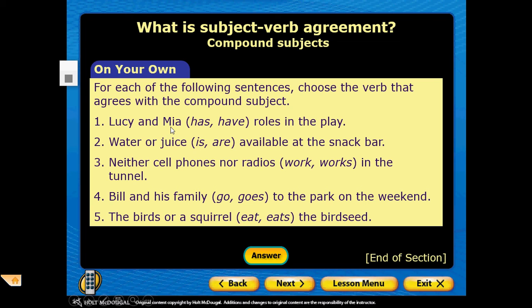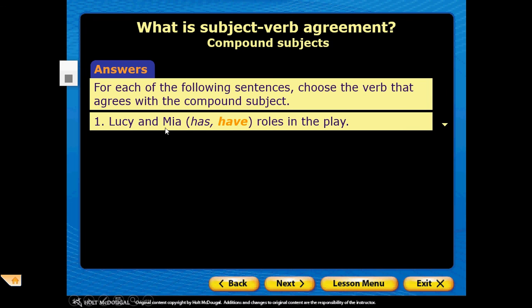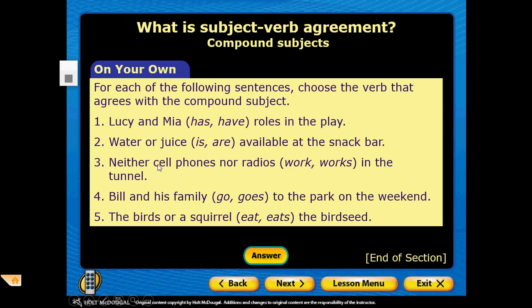Either one of them, all right? So which verb am I going to go for? The singular one with an S or the plural one without an S? Plural, because I'm talking about two people here. So let's check. Yes, Lucy and Mia have roles in the play. Wonderful. So let's move on to number 2.